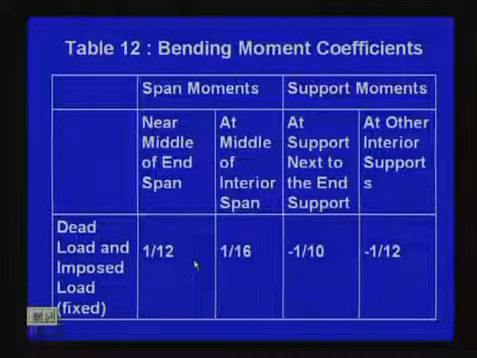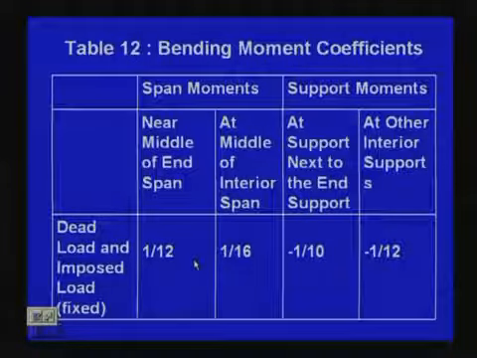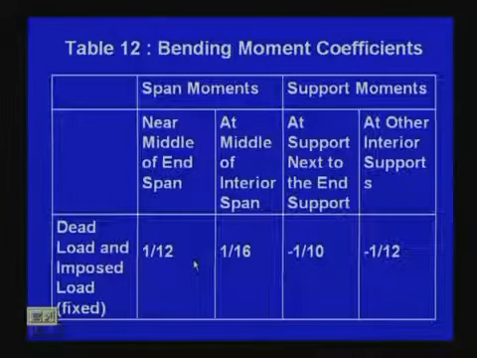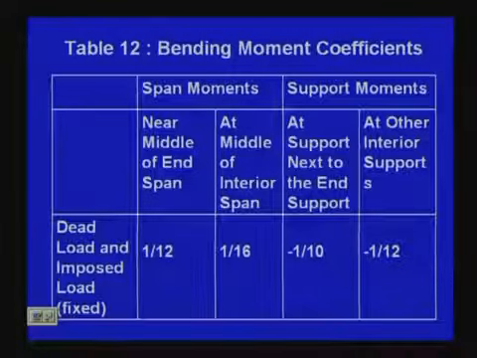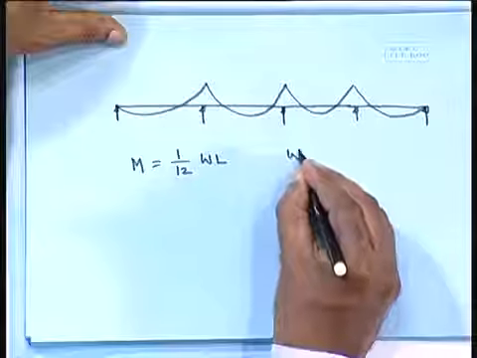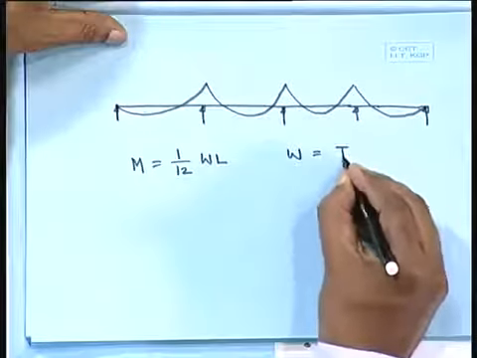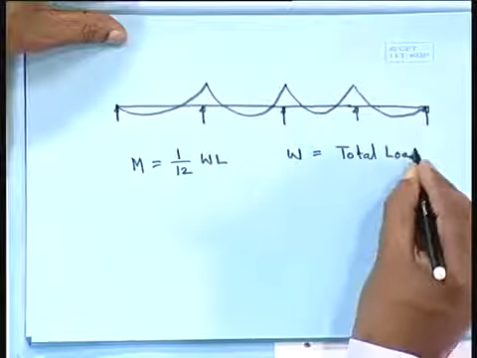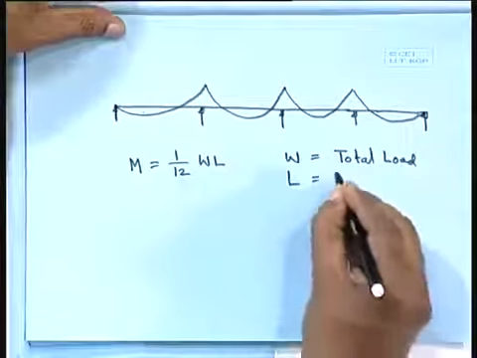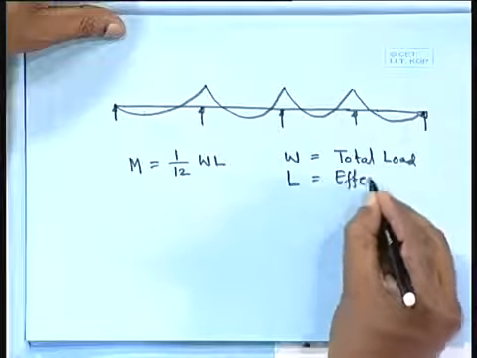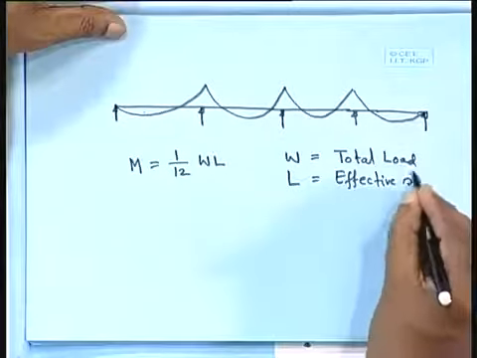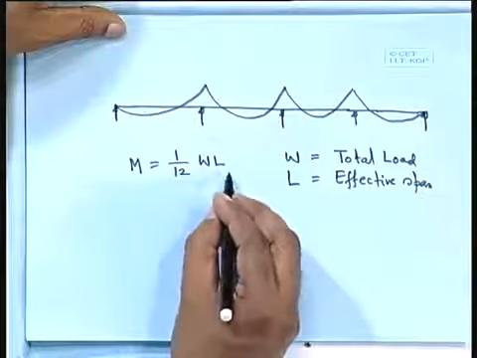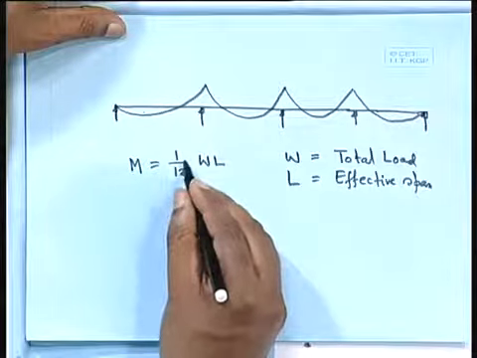So what is that coefficient? It means moment equals 1 by 12 times W, the total load, and L. So let us write down: W is the total load on the span you are considering, and L is the effective span. So M equals 1 by 12 WL, that is the coefficient we are talking about.